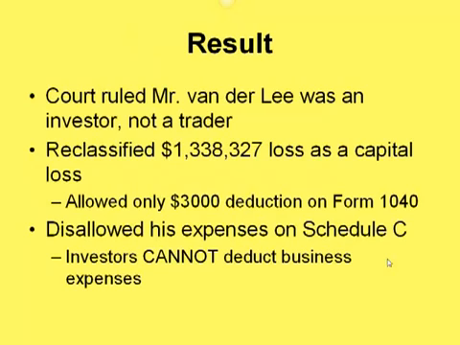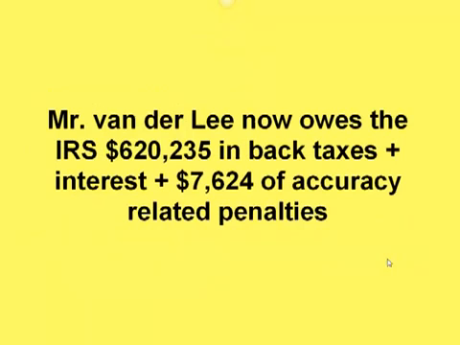This means they reclassified his loss as a capital loss, and it only allowed him to take $3,000 off of his taxes. They also disallowed every single dollar of his trading-related expenses because investors cannot deduct business expenses. Mr. Vanderlee now owes the IRS $620,000 in back taxes, plus interest, plus over $7,600 of accuracy-related penalties.